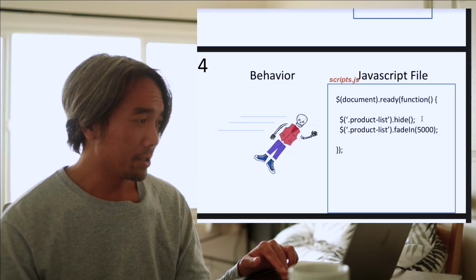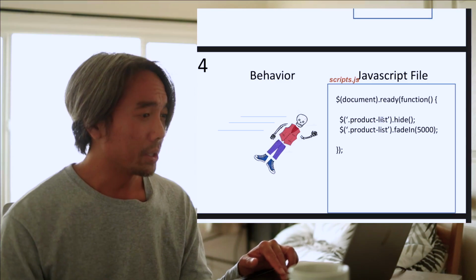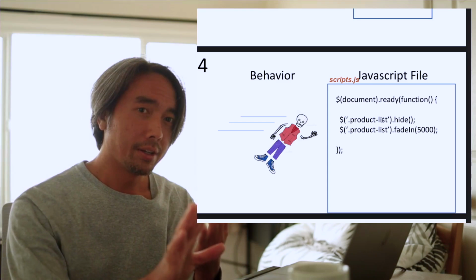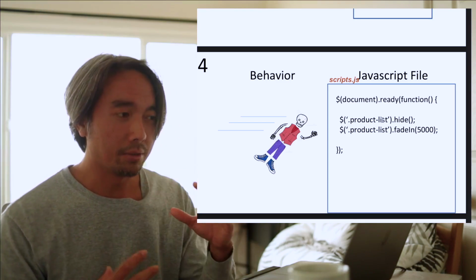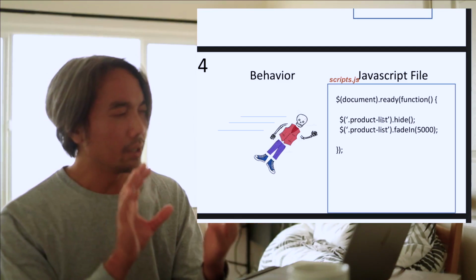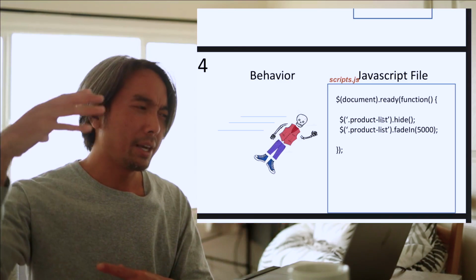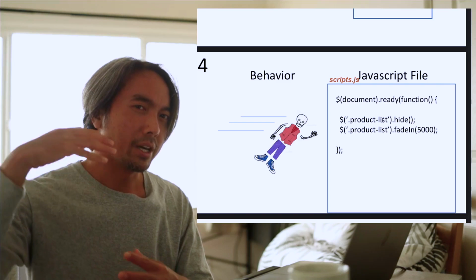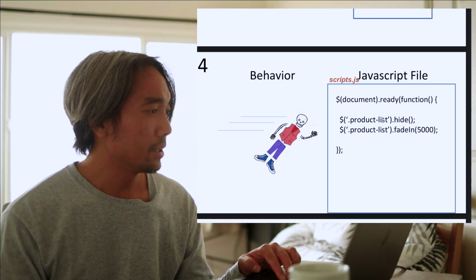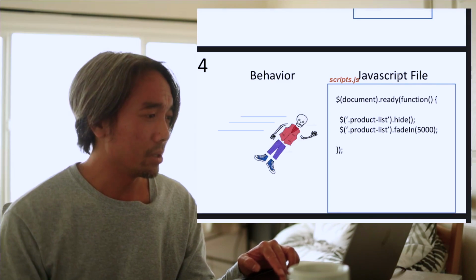With JavaScript, as you can see here, we'll just look at the concrete example. We can make, let's say, the product list slowly fade in when you enter the page. So you visit the page, initially you don't see the products list, but slowly it fades in. And that gives it a layer of behavior, a little bit of style too, but a layer of behavior on top of your web page. Things like that are accomplished with the JavaScript file.